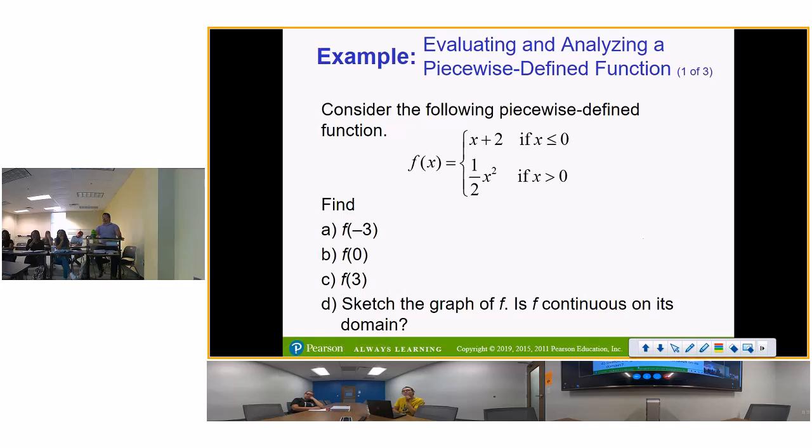Now, what I want you to do is take your handy-dandy calculator, or by hand. I'd rather you do it by hand. Draw a sketch of x plus 2 and draw a sketch of 1/2 x squared. You want to use colored pencils or highlighters, one color for each. And then establish the domain. The domain is given for the first function as x is less than or equal to 0. It's given for the second function as x is greater than 0. So you're going to graph a piecewise function here.